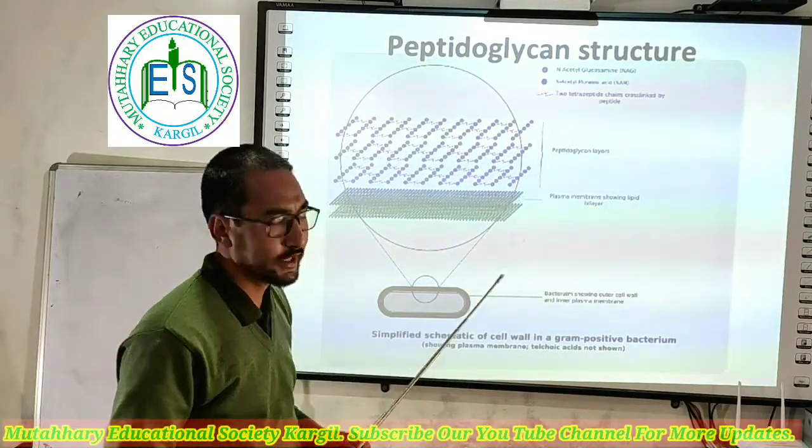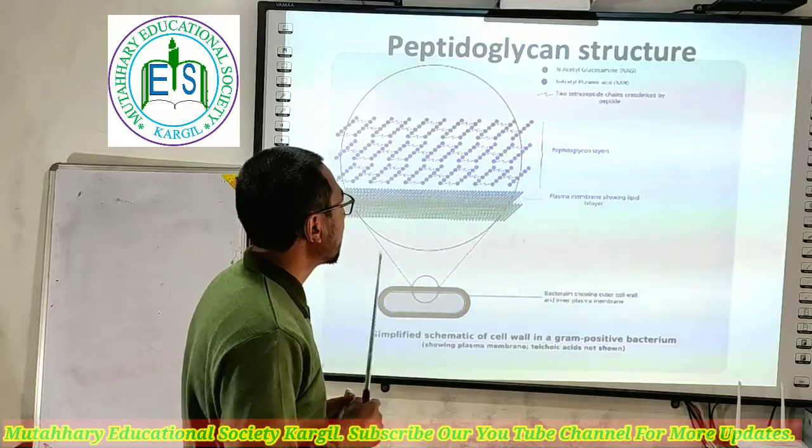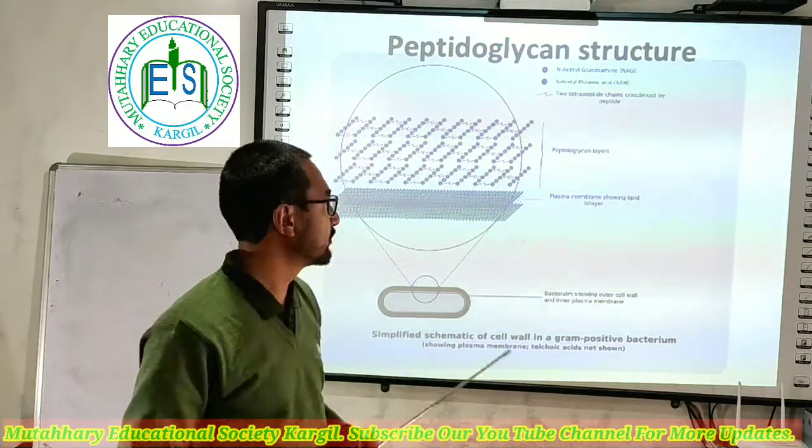The red one is N-acetylglucosamine, that is your NAG, and the blue one is N-acetylmuramic acid.